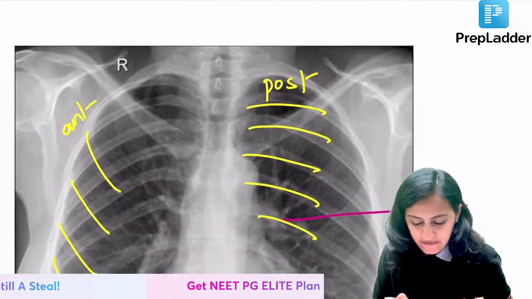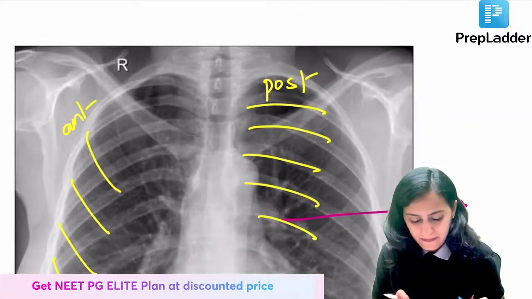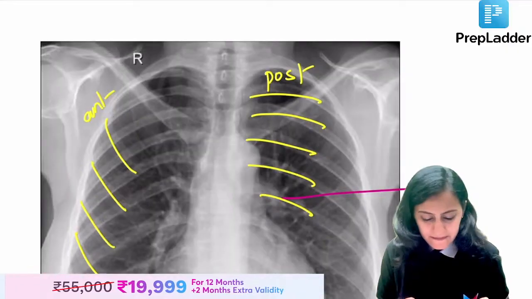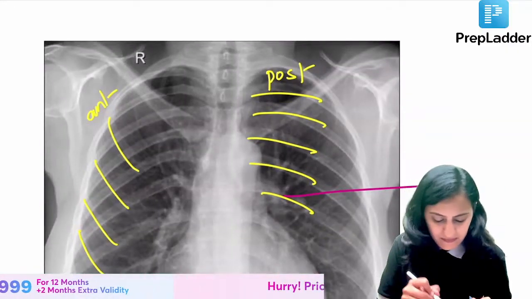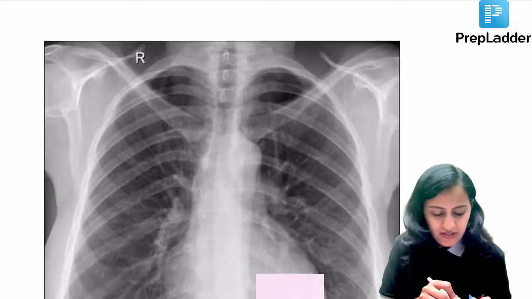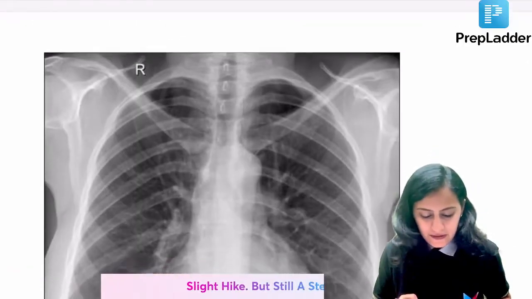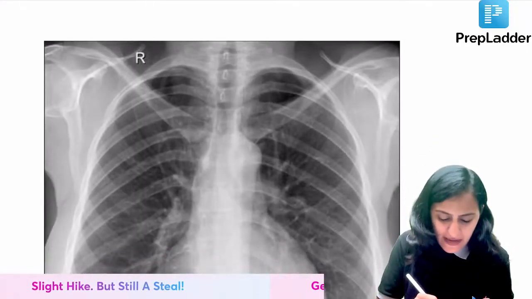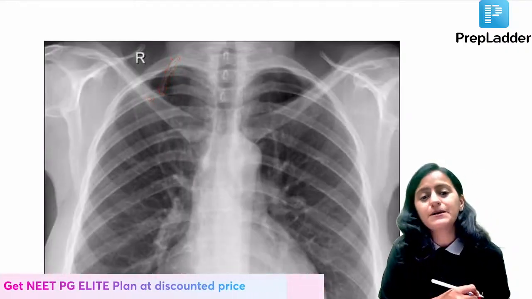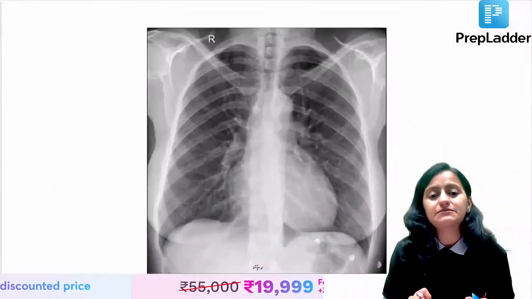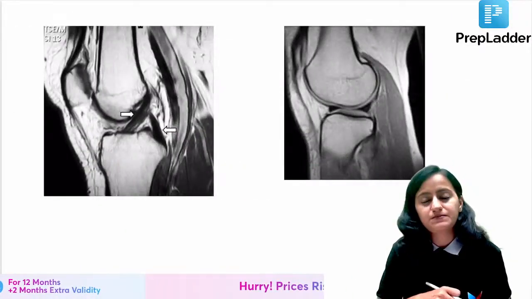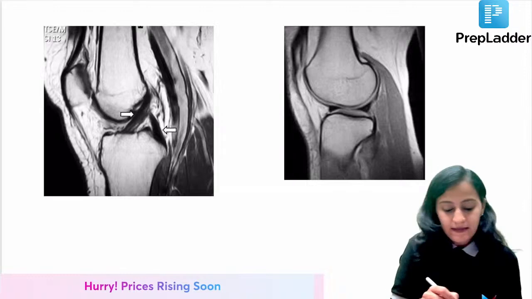Is this clear with everyone? Right? And do you see anything in this image here? There is one rib that you are seeing which is very thin, coming from above the first rib. So there is a cervical rib that you are seeing there. Cervical rib can cause thoracic outlet obstruction. Thoracic outlet obstruction. Going to the next one.